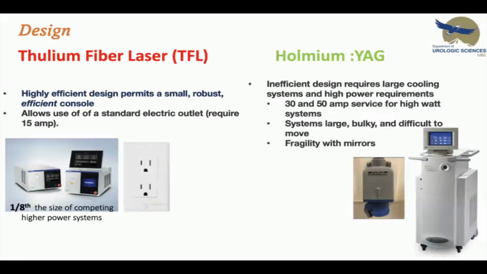So, owing to the physical characteristics we talked about, the thulium fiber laser has a highly efficient design, permits a small, robust, and efficient console, and allows for use of a standard electrical outlet, which is available in every room, not only the OR. While holmium YAG is a very large, bulky machine due to the need of a large cooling system, and uses a specific electrical outlet.